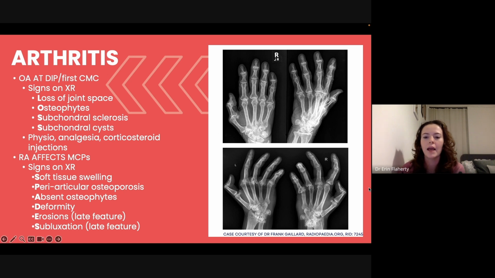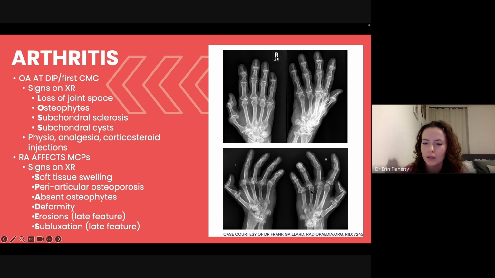Rheumatoid, on the other hand, tends to affect the metacarpophalangeal joints here, which are these joints, and you test for that on an examination, usually by an MCP squeeze like that. So the X-ray signs you look for in RA is SPADES. So any soft tissue swelling, you can see there's some swelling around the knuckles here. Periarticular osteoporosis, so that means right next to the joint you can see some loss of bone.